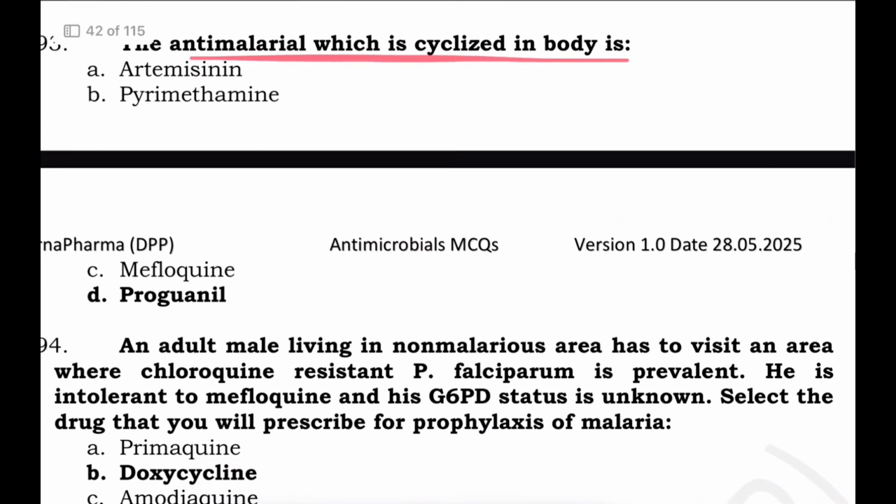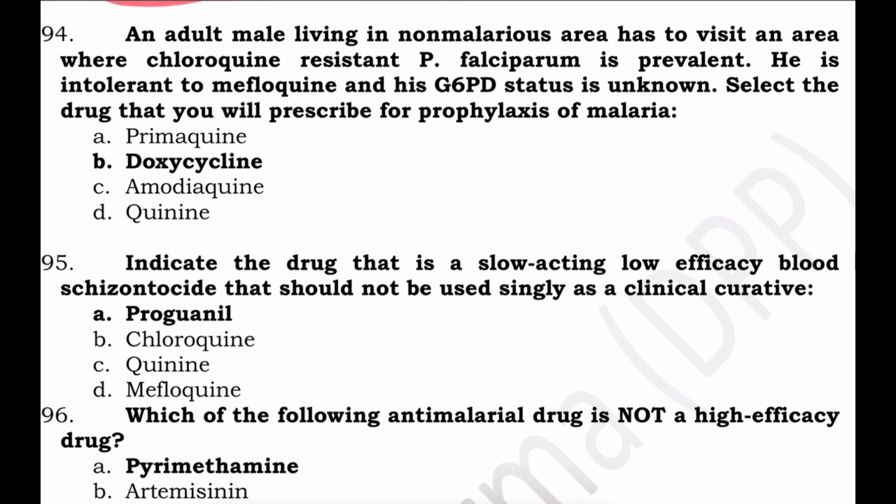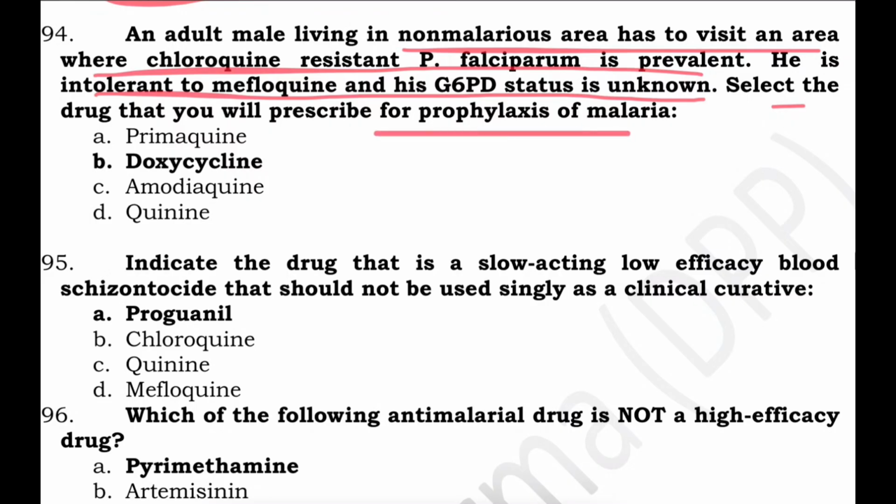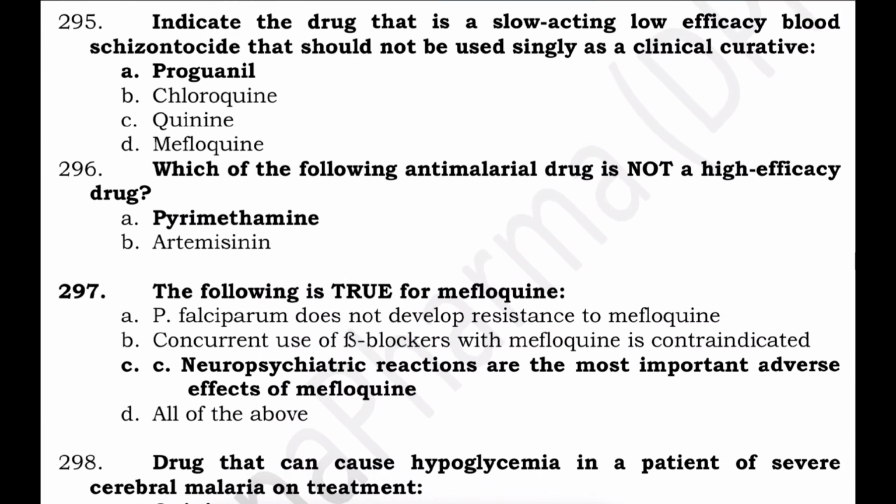Antimalarial which is cyclized in the body is proguanil. An adult male living in a non-malarious area is to visit an area where chloroquine-resistant falciparum is prevalent. He is intolerant to mefloquine, and G6PD status is unknown. Select the drug for prophylaxis. Since he is intolerant to mefloquine and G6PD status is not known, we cannot give primaquine either, so we can give doxycycline to this patient.